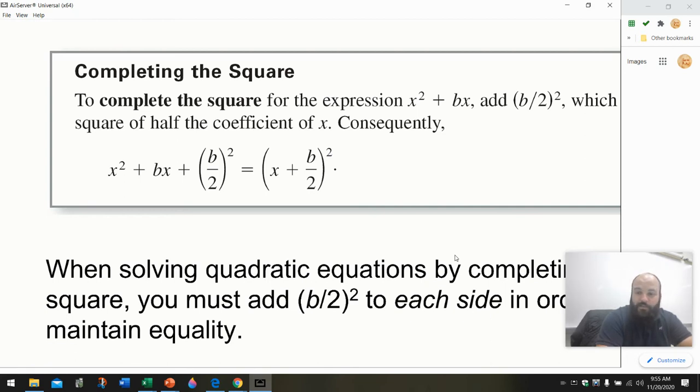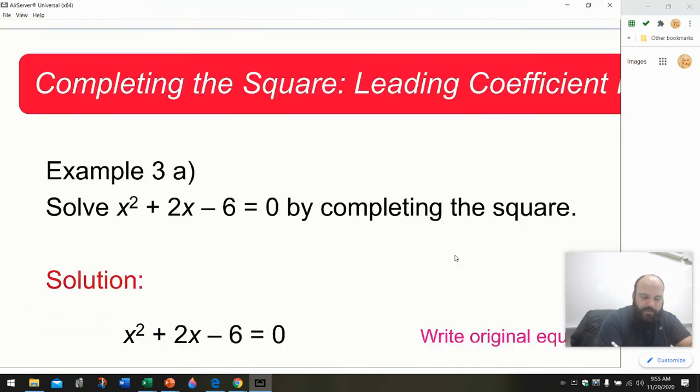Now, there's a technique to it, and the part of this that you need to remember is this part right here where you have b over 2, the quantity squared. Okay, so we need to keep that in mind. I'm going to show you where that comes into play here in a second.